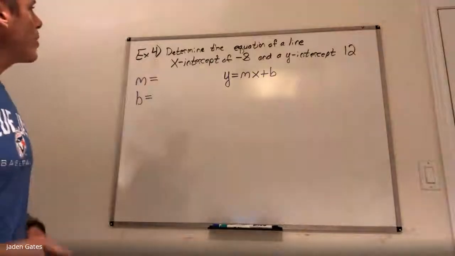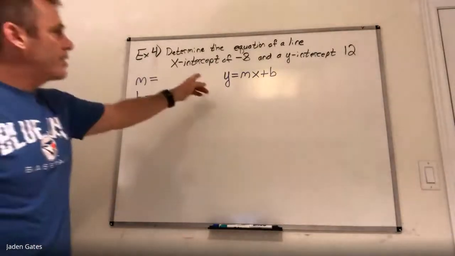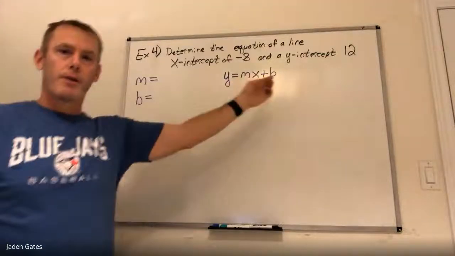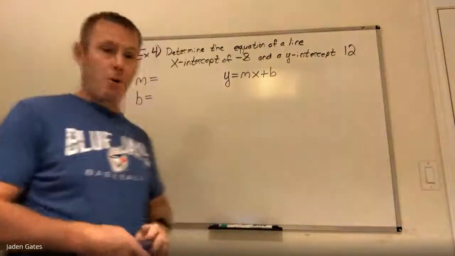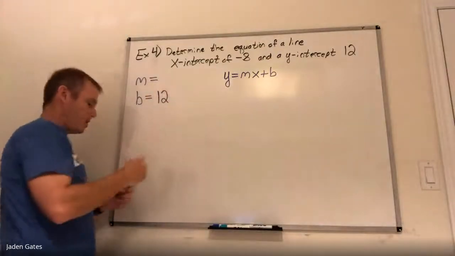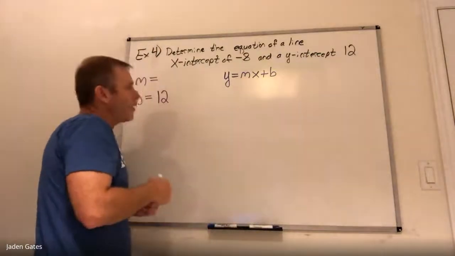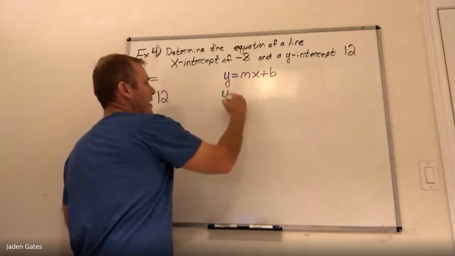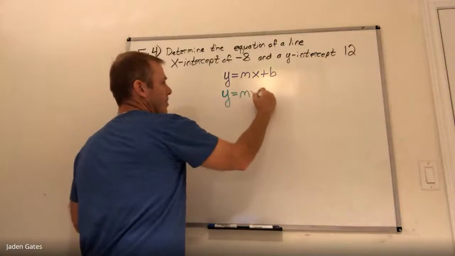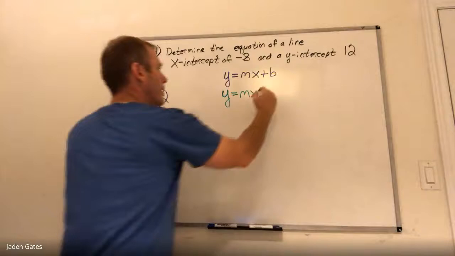All right. So in this question, I look at determine the equation of a line. It does tell me something right away. It tells me the y-intercept. Perfect. Don't have to do any work for that. So I put a 12 here. And so now I'm going to update my equation where I know now I have y equals mx and my y-intercept here is 12. So let's put that in.